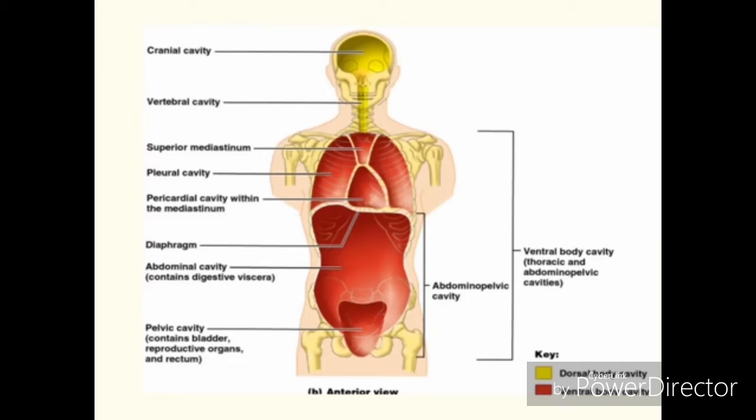The inferior section, which is below the diaphragm, is the abdominal pelvic cavity, and the abdominal pelvic cavity can be subdivided into two subdivisions: the abdominal cavity, which contains the stomach, spleen, liver, intestines, and a few other organs, and the pelvic cavity, which contains the urinary bladder, the rectum, and some of the reproductive organs.